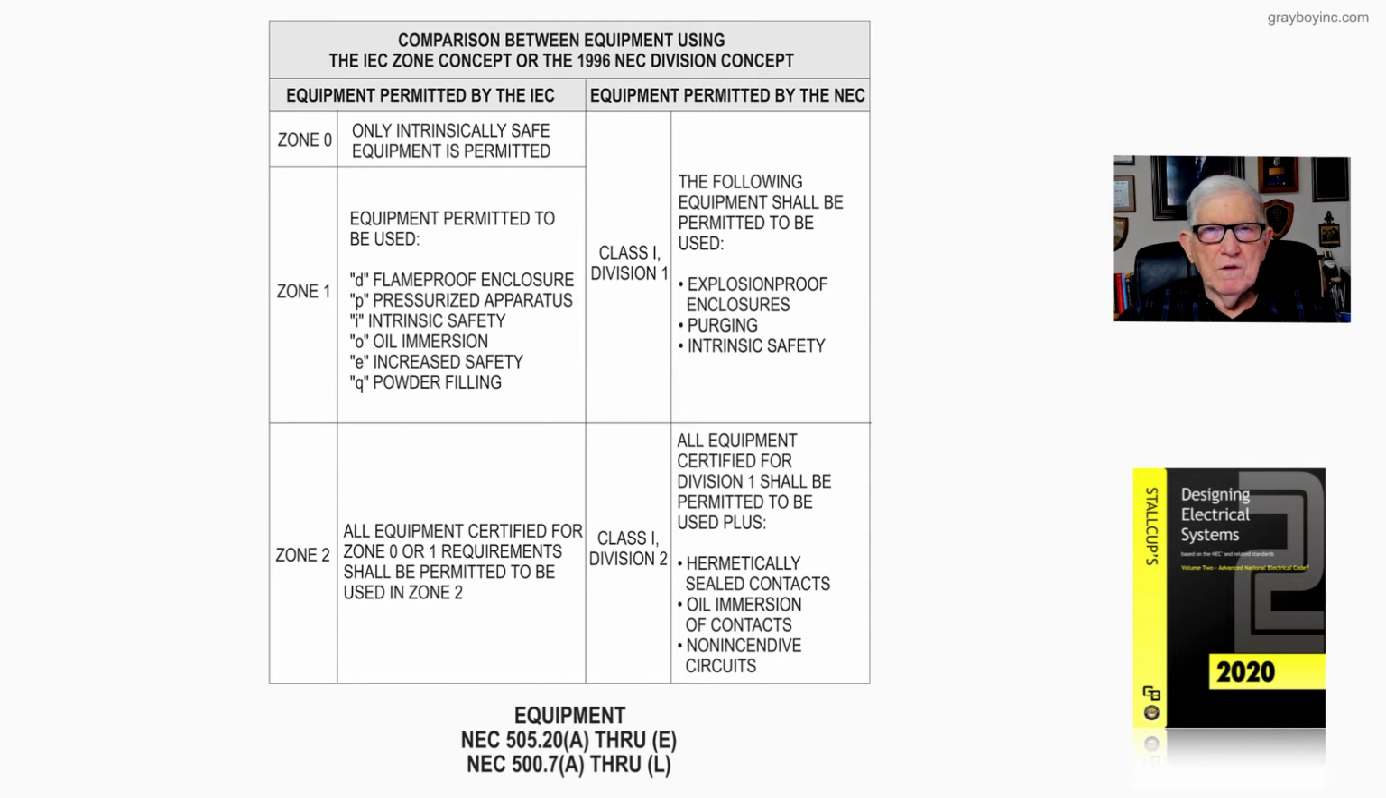Now let's review this figure 21-67 that deals with the equipment. Now notice that we can use certain types of equipment as illustrated here. And then notice that in Zone 0, only intrinsically safe equipment could be used in the IEC. But over here, the following equipment should be permitted to be used: explosion-proof enclosures, purging, and intrinsically safe.